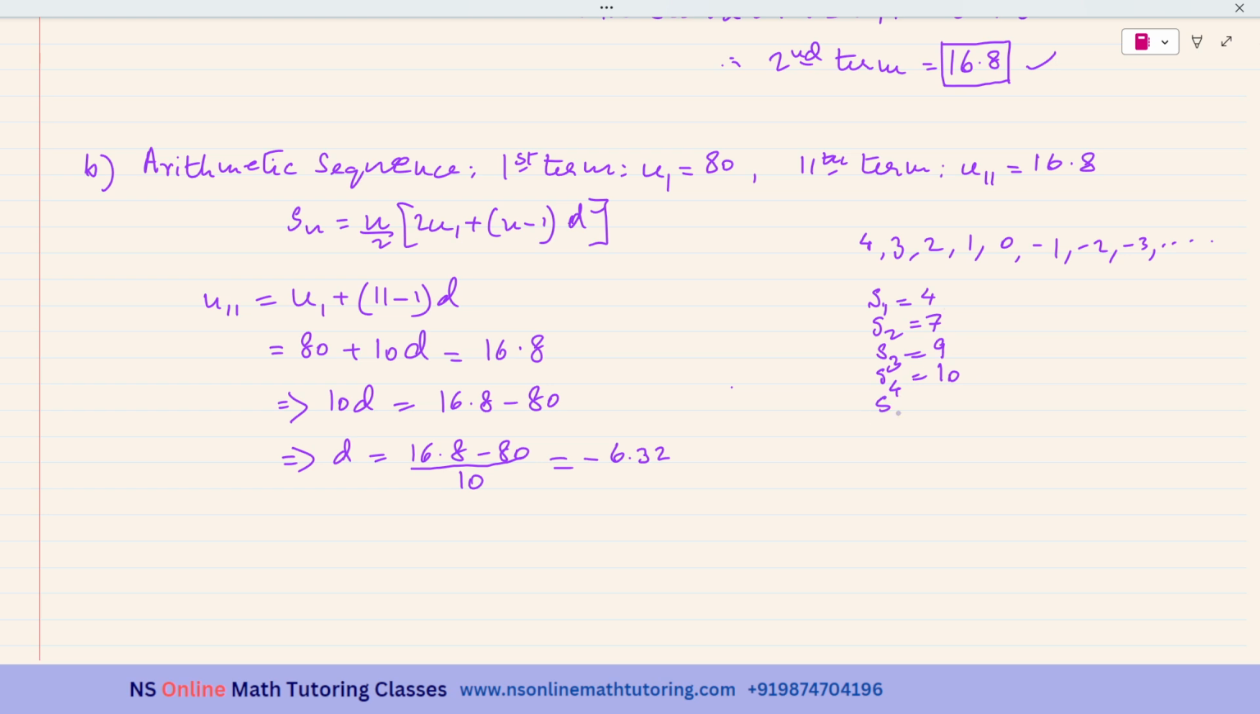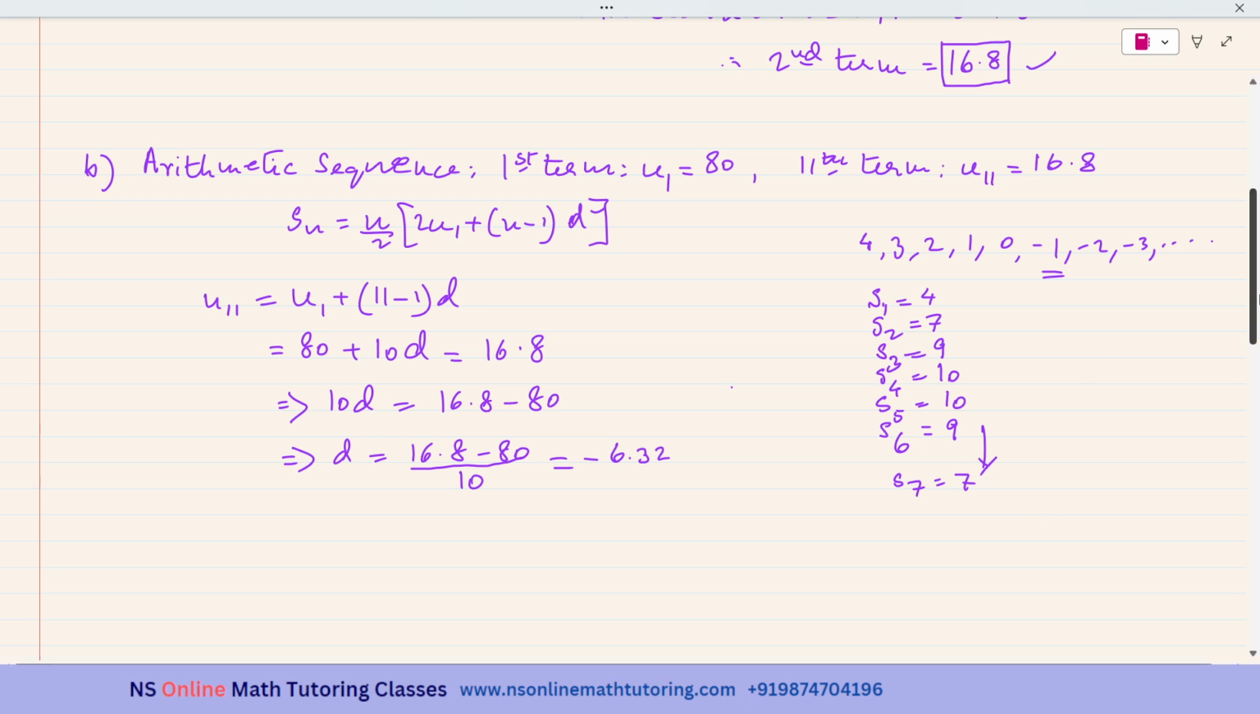At S5, it is 0, so the sum total remains the same, it is 10. But as soon as we move to S6, we are including this negative 1. See, the sum total is decreasing. S7, 9 minus 2 is 7. So now the sum total is going on decreasing, and after a time, the sum total will be a negative number.